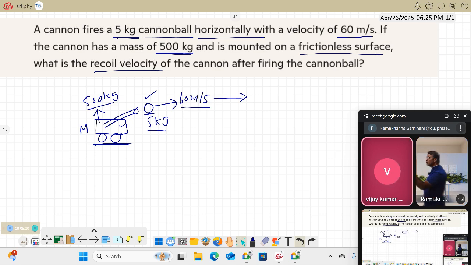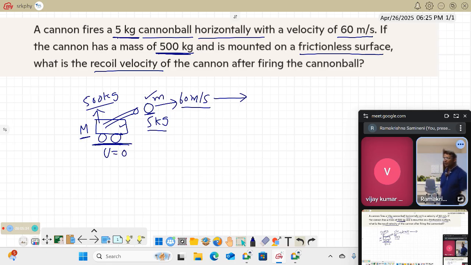Here, negative velocity is called recoil velocity. The cannon has the heavy mass, that is capital M we are taking, and the ball has small m. Initially, the cannon is at rest, so you take it as 0, before firing the cannonball.